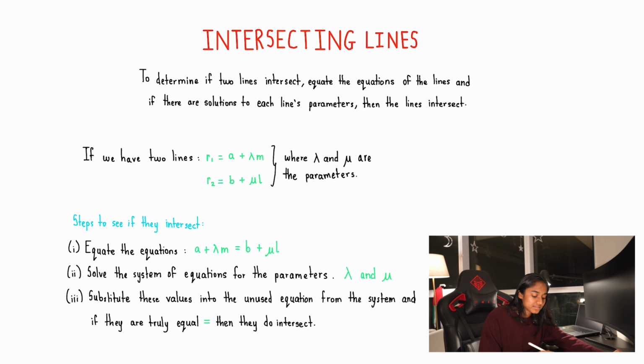If we have 2 lines, r1 and r2, okay, where lambda and mu are the parameters, to be able to see if they intersect, there are a couple of steps that we're going to go through. The first one is to equate the equations. Then we're going to solve the system of equations for the parameters. So we're solving for lambda and for mu. And then we're going to substitute these values into the unused equation from the system. And if they are truly equal, then they do intersect.